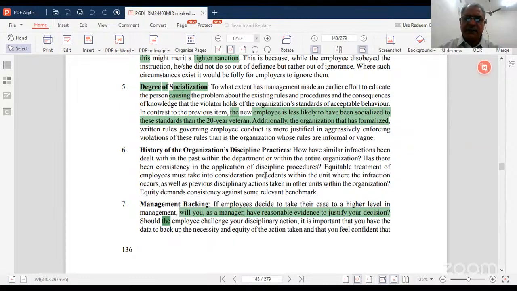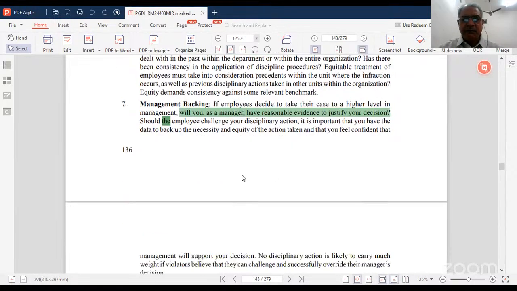Some organizations are tolerant, so they will tolerate the employees' indiscipline, and some organizations will not allow the employees to engage in any sort of indiscipline. So, management backing. If the employees decide to take their case to a higher level of management, will you, as the manager, have reasonable evidence to justify? If the manager takes a serious action, then employees also will not keep quiet.